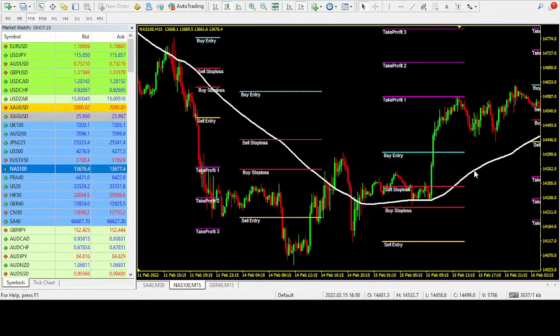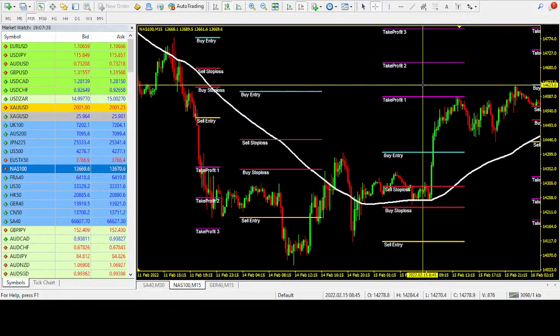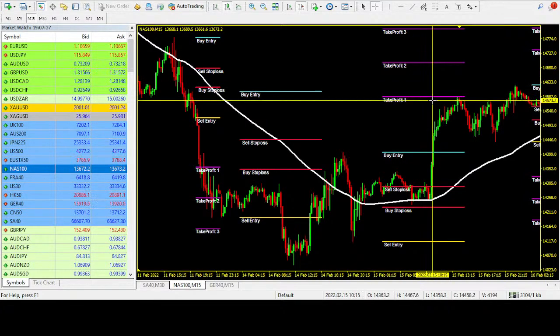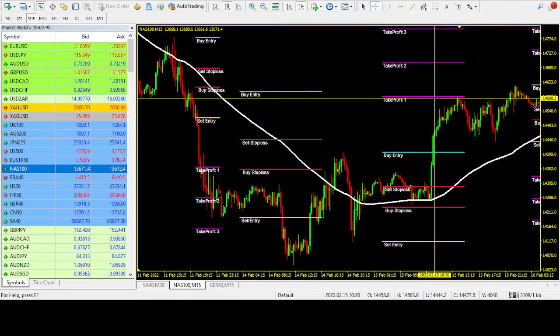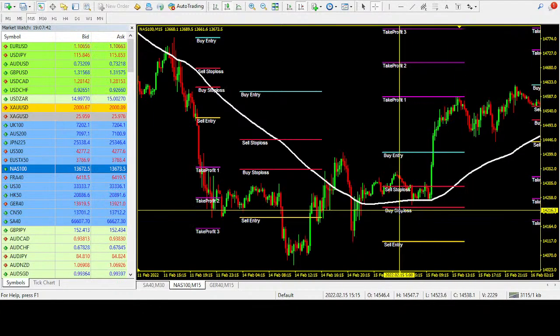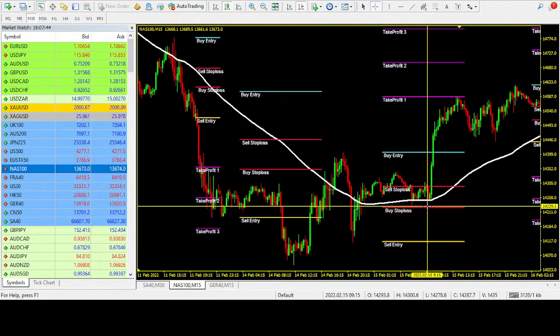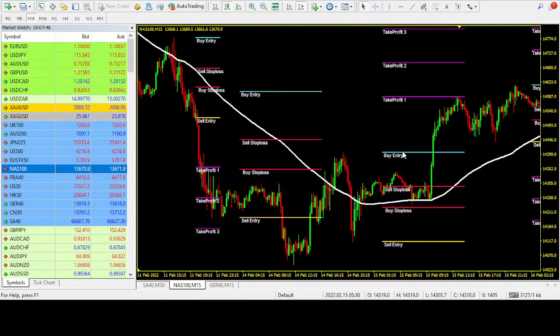So here was the trade, guys. First rule, the market must be above the 100 period moving average. And then the price must actually get to the buy entry price level. Once it's at the buy price level, you open up a buy trade right there at that level. And then you use the take profit levels that it gives you. You put your TP up there, your first take profit level at take profit 1. And then your stop loss, you put it where it says buy stop loss. That's where you place your stop loss.